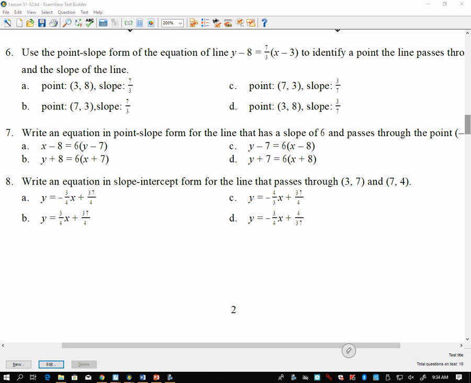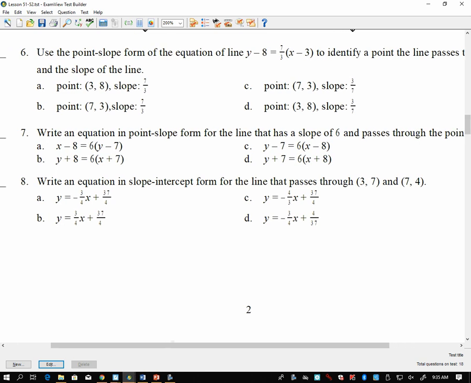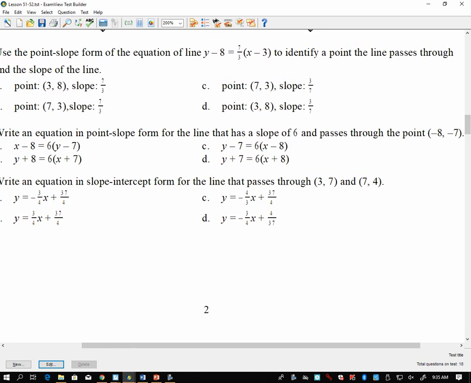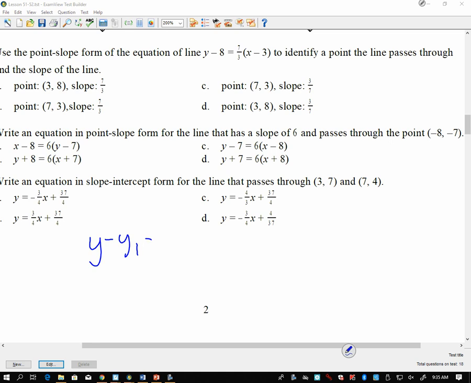All right, here we want to write the equation in point-slope form for the line that has a slope of 6 and passes through -8, -7. So help me out here. I'm going to write y what? Okay, so we're going to write the equation first. That's fine. y minus y1 equals, keep going.